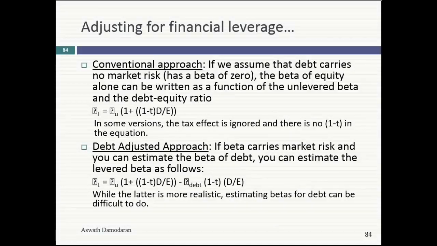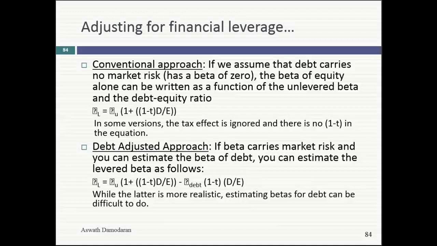There's another version of this equation that some of you might have seen. That equation actually assumes that the beta of debt is 0. It doesn't mean debt is riskless. It just means debt has no market risk. There's default risk but no market risk. And what that effectively means is as I go to higher and higher debt ratios, I take the risk of the business and load it all on the equity investors. So the first approach, you're effectively assuming that all the risk in the firm is borne by the equity investors.